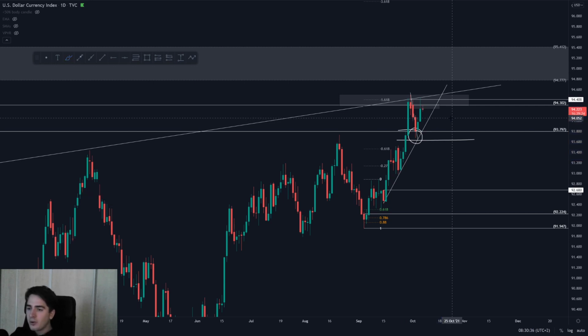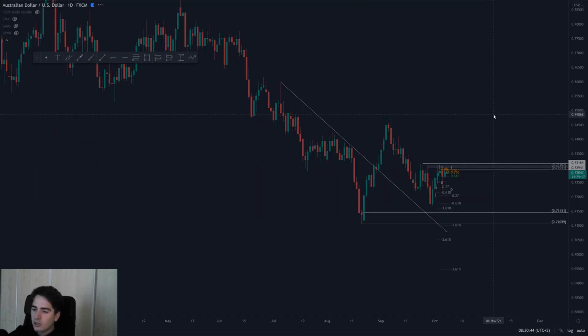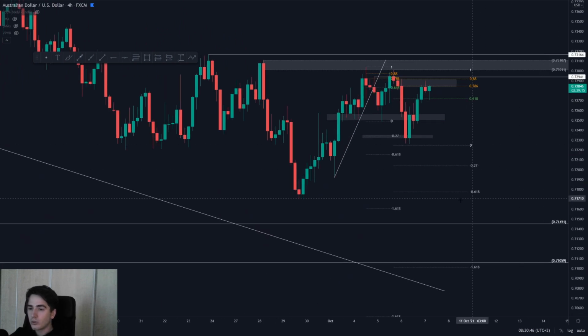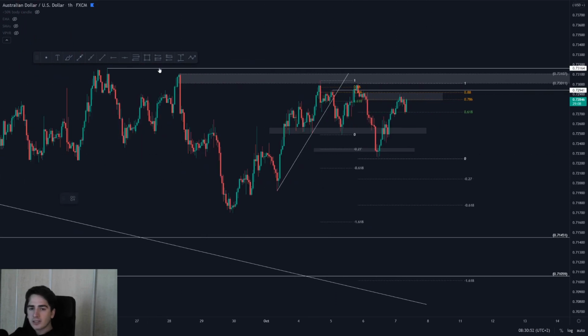So without further ado, let's dive into our first pair, which is Aussie dollar. And Aussie dollar, guys, crashed through that area of support, which I mentioned yesterday. Let me just dive in towards the 1 hour for you guys. As you guys can see, support got broken over here, has now created a new lower low in comparison to that previous low. So trend is now bearish.